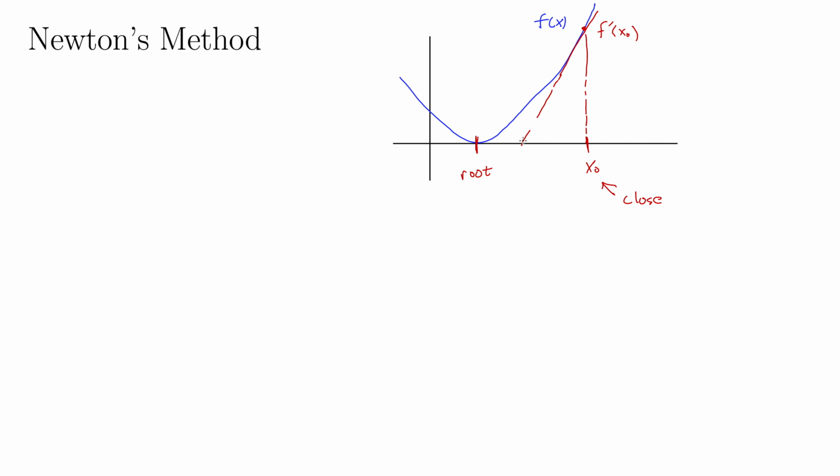This then gives a new point, x1, but note that x1 is closer to the root that we want than x naught, or x sub 0. So we then repeat the process. We follow x1 back up to the function. I'll just make a dotted line here. Okay, there's the function at that point. And then we take f prime of x1. That gives us another tangent line, like so.